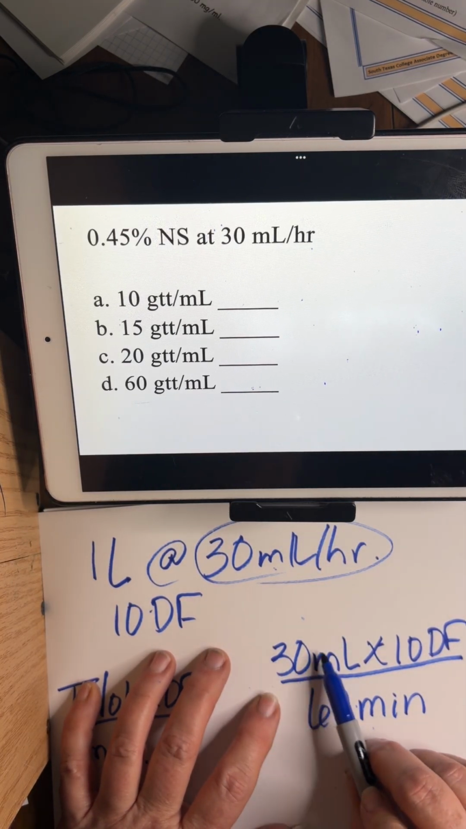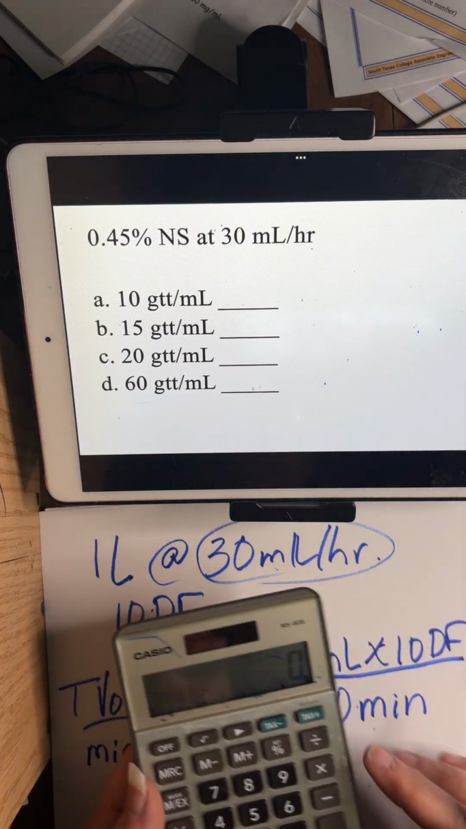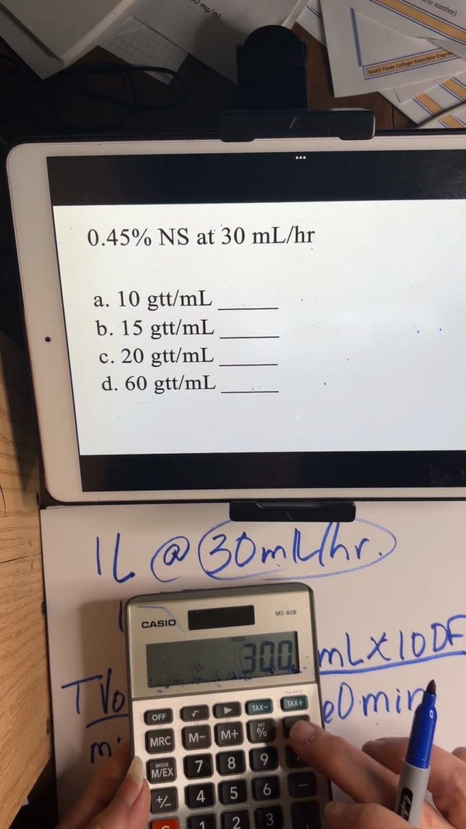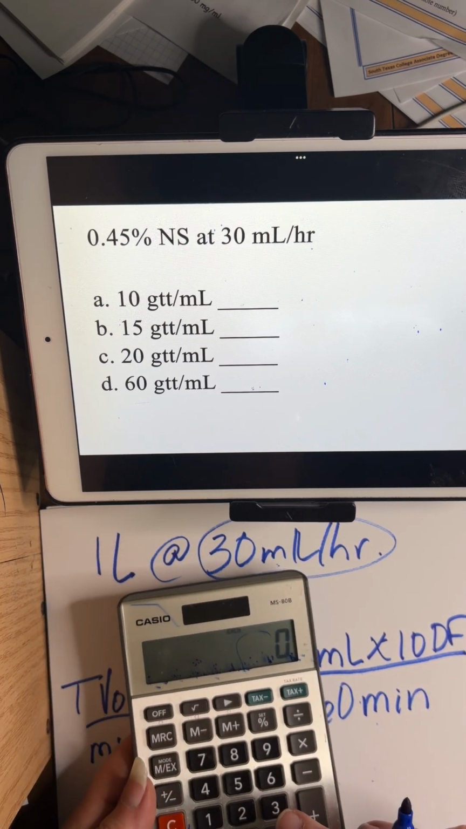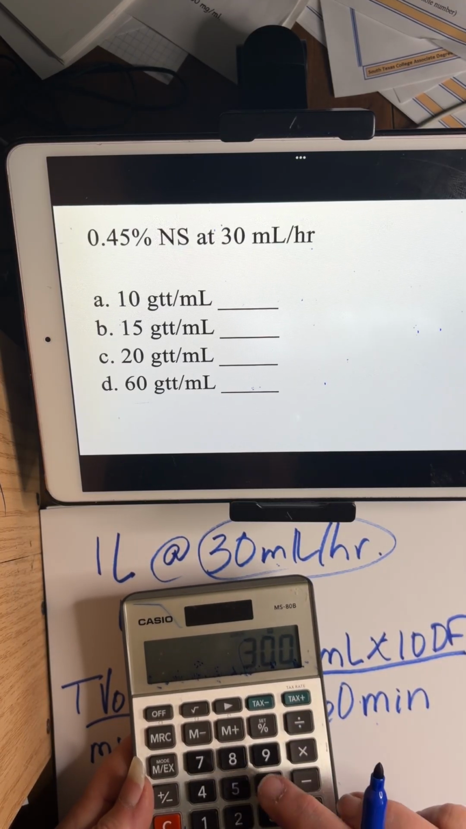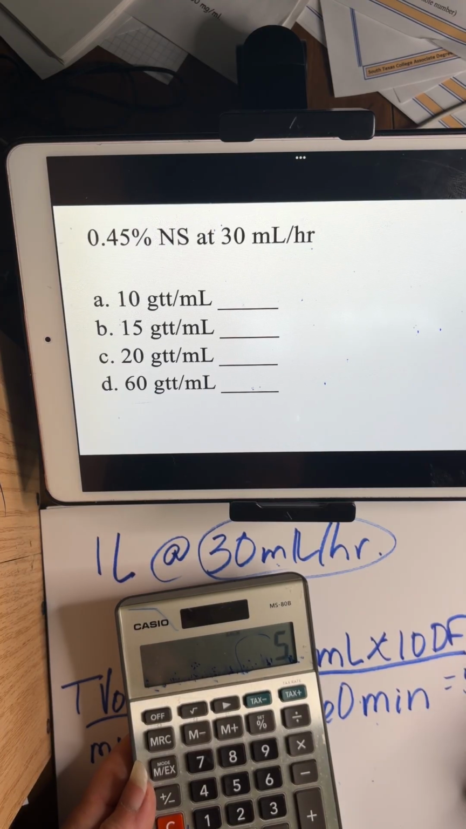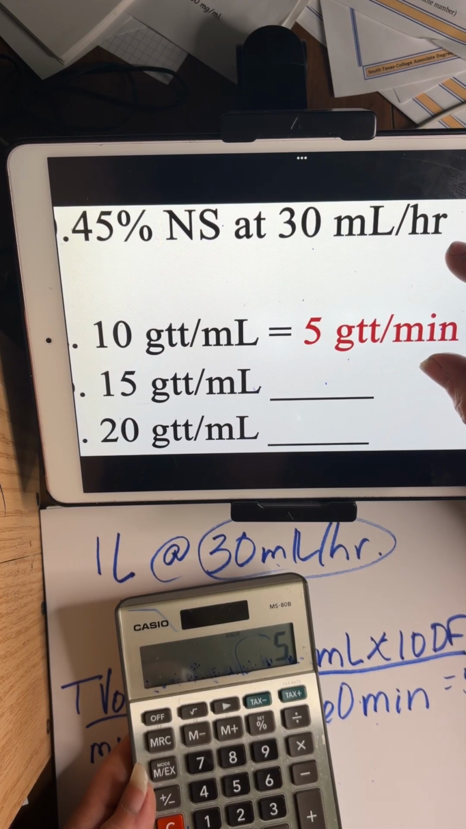And we're going to do all the math on the top and then divide it by the number on the bottom. So we'll do 30 times 10 equals, divided by 60 equals. Did I do it right? Let me do it. 30 times 10 equals, divided by 60 equals 5 drops per minute. Look at there, we saved him.